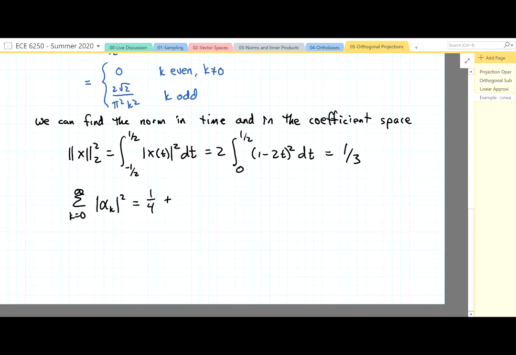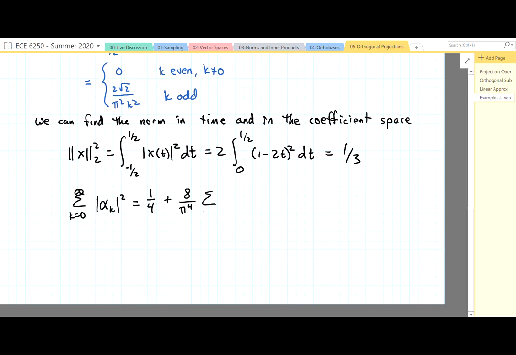Plus, when we square 2 square roots of pi, we get 8, or 2 square roots of 2. And when we square pi squared, we get pi to the 4th. And now we have to sum up over all the odd terms. So how do we do that?